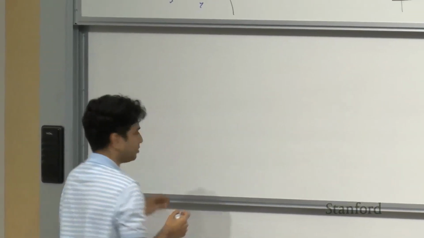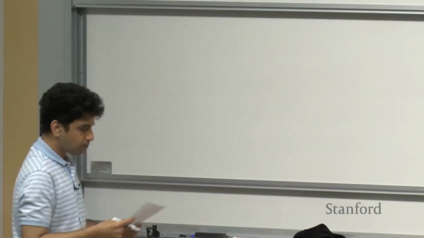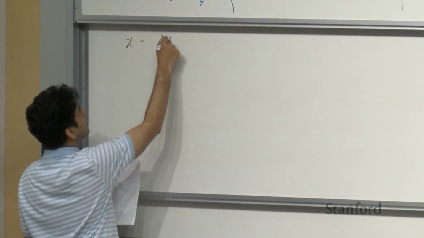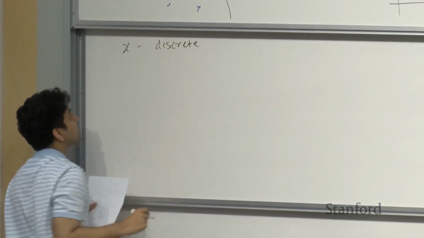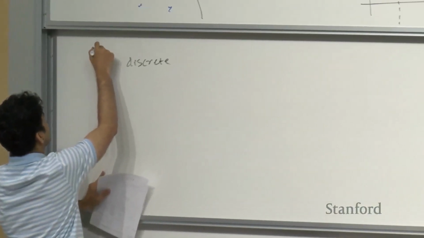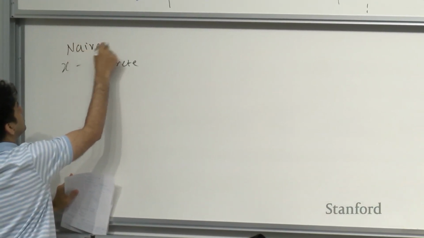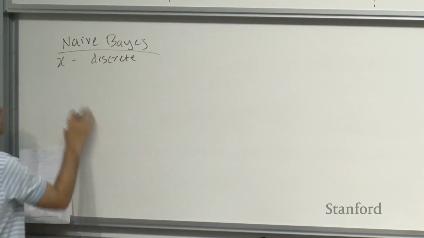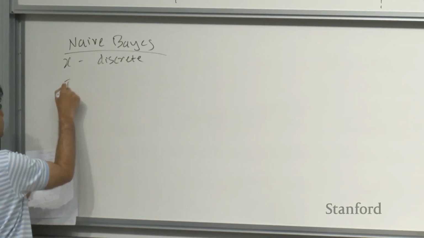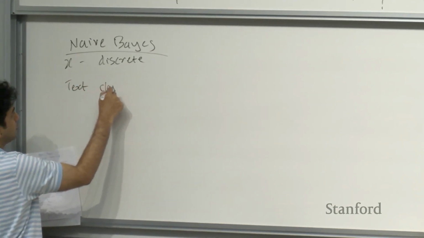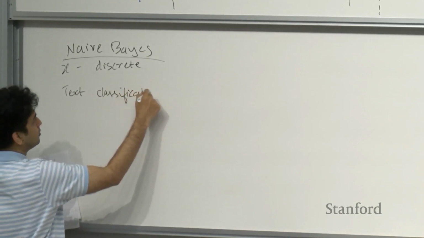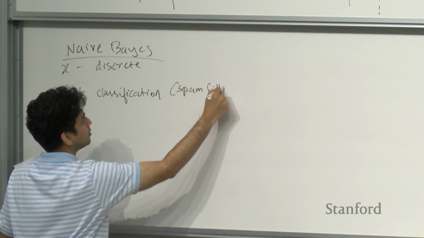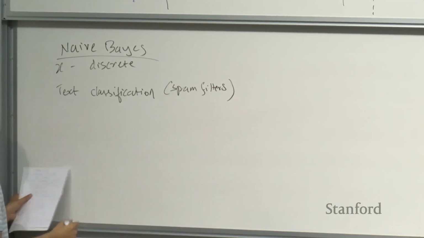And so when x's are discrete valued, that's when we use naive Bayes. In order to use naive Bayes, x is discrete valued. Most commonly we use it for text classification. Right? For example, spam filters. That's going to be the running example today.